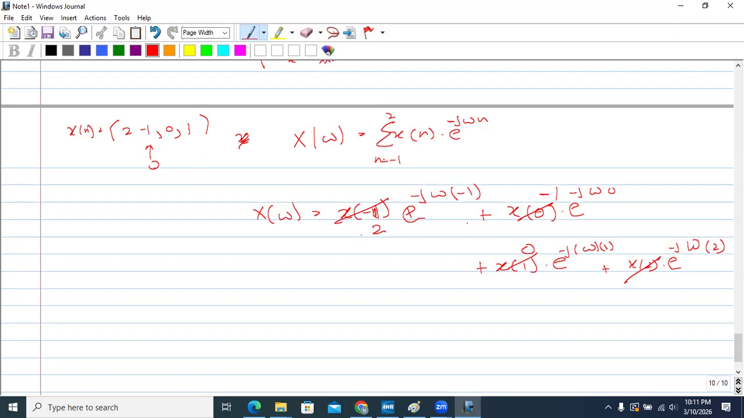Now 0 sample. So x0 is -1, x minus 1 is 2, x1 is 0, x2 is 1. This is x omega. Okay, so very simple.